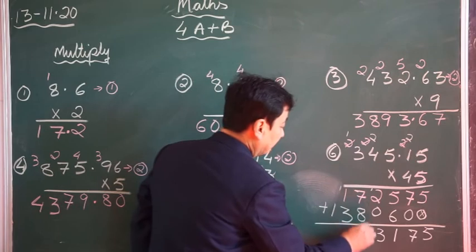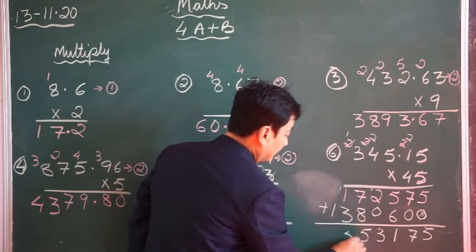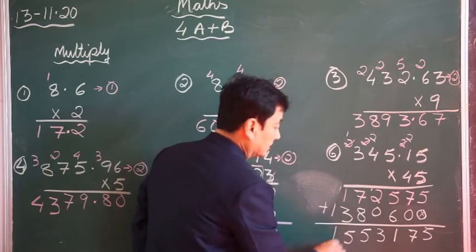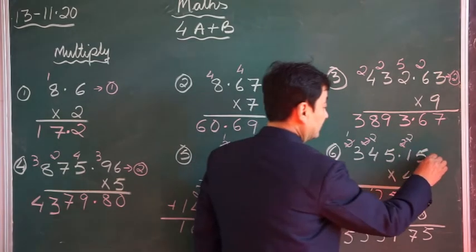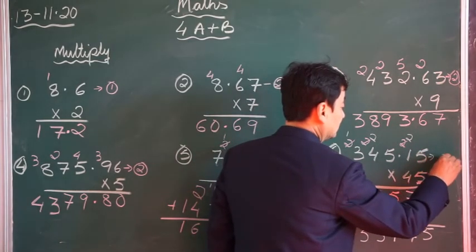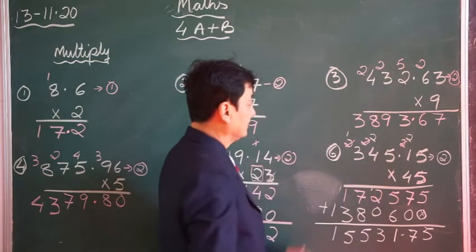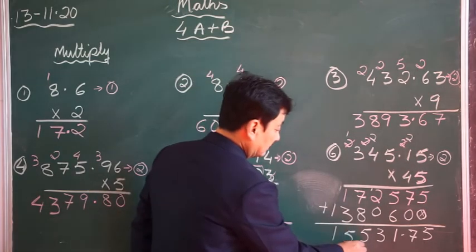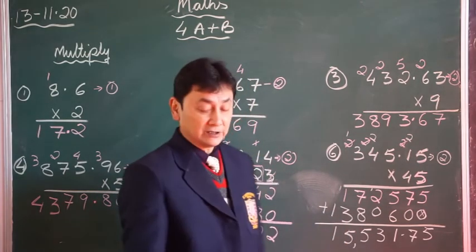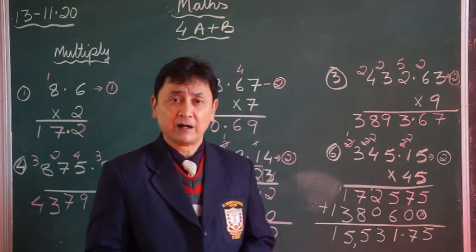8 plus 7, 15. 3, 4, 5, and 1. So now what must we put? A decimal point. So how many places? 2. 1, 2. So when we multiply this number with 45, we get this answer: 15,531.75.